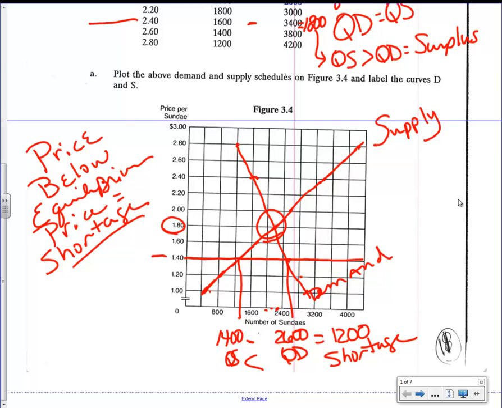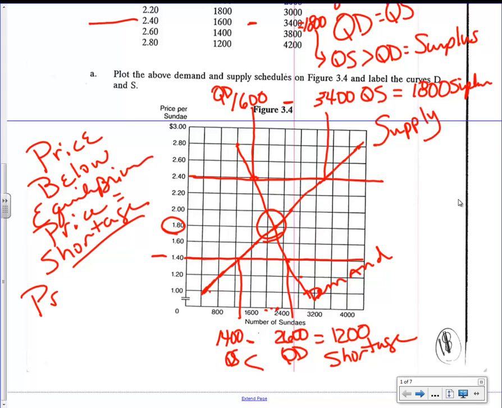At $2.40, let's draw it across. At $2.40, we have 1,600 sundaes demanded, QD. We have supplied 3,400, quantity supplied. So that's a difference of 1,800. And since quantity supplied is greater than quantity demanded, we have a surplus.